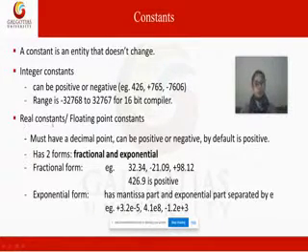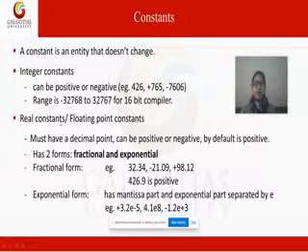Now, what are real constants? Real constants are also called floating point constants. A real constant or floating point constant must always have a decimal point. It can be positive or negative. By default, it is positive.